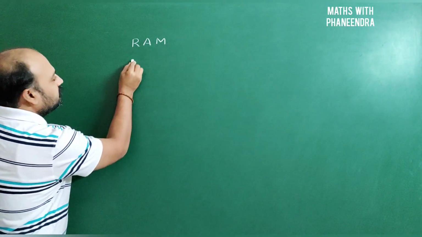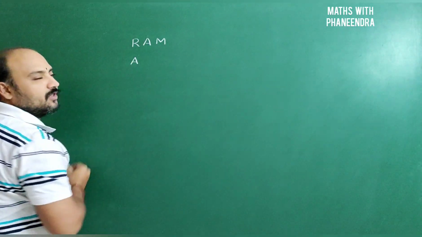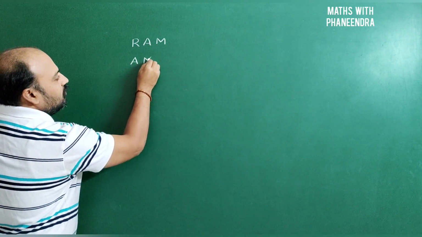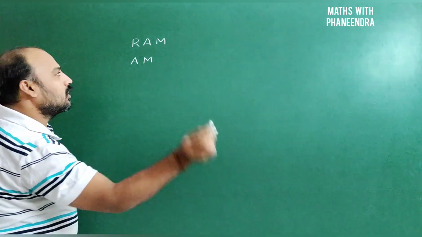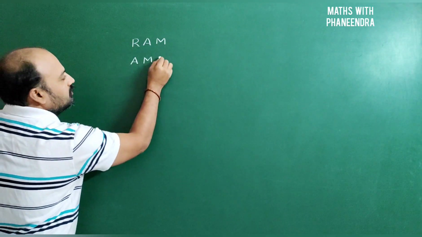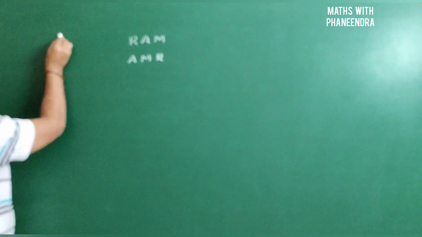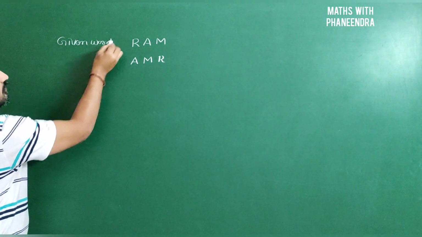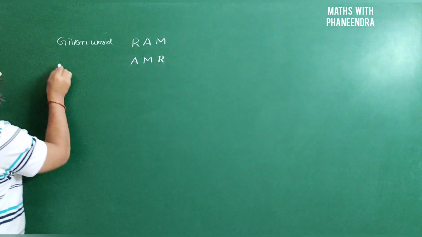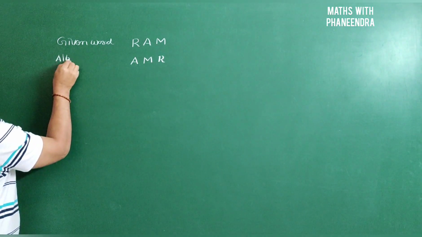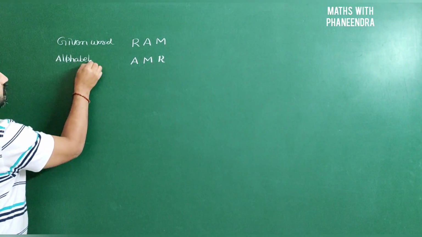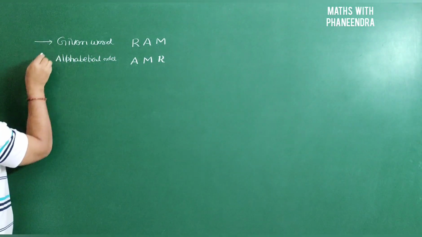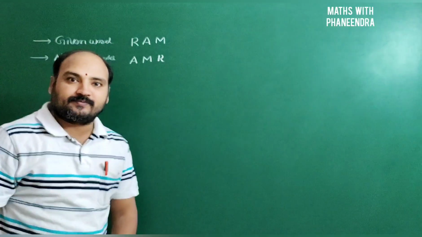A will become first. After that, M, in the alphabetical order like A, B, C, D and so on. You can do that: M, N, O, P, Q, R. Last, R. This is the given word. We are arranging in the alphabetical order. This is the alphabetical order. Given word, alphabetical order, dear students.